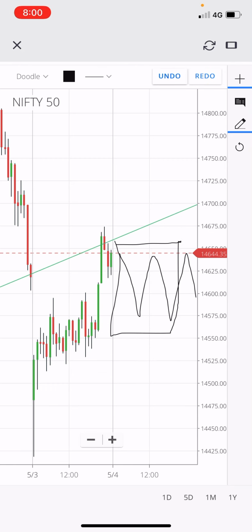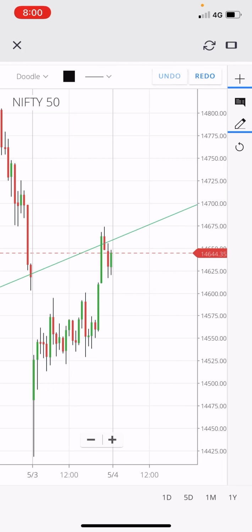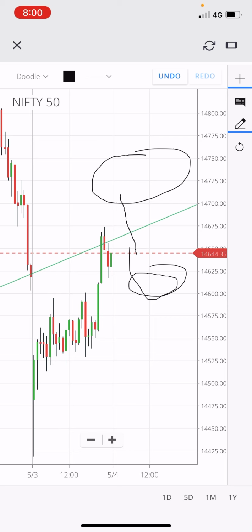Suppose if the market gaps up around these 750 or 700, then let the market retrace or fall first, and then we can go long from this area with a proper stop loss around this area of 14,575, and then the market might bounce back, but it will be a volatile day.